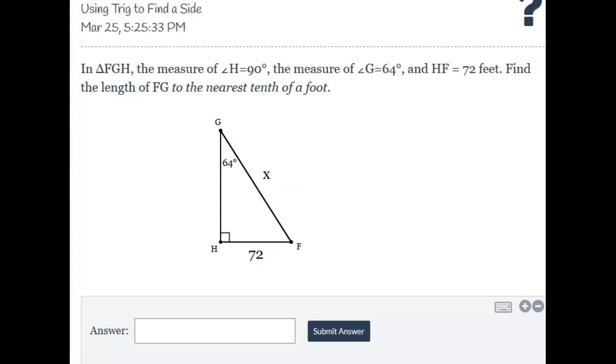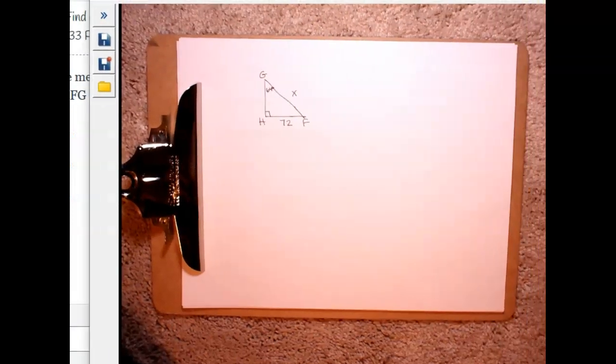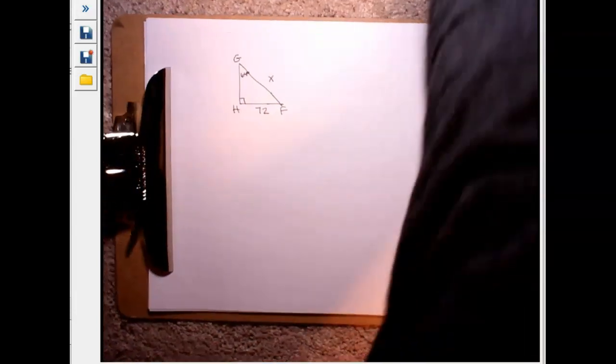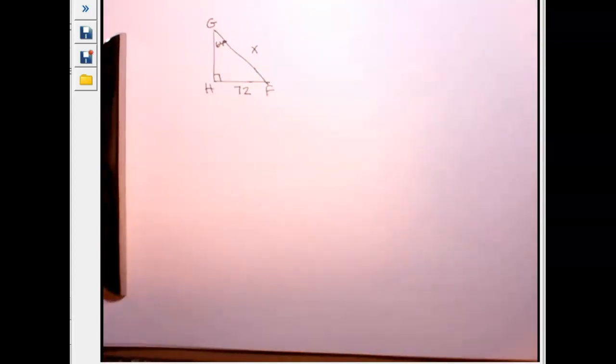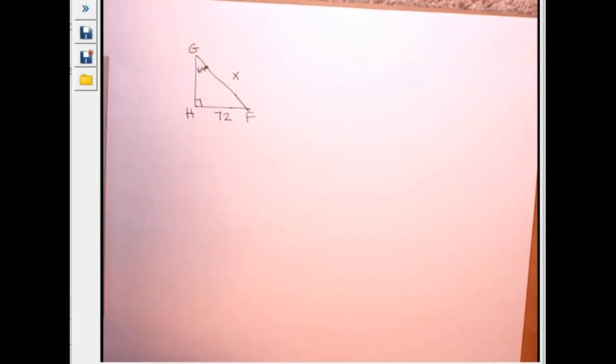Okay, so let me pop over to my doodad over here. Slide this over here. Okay, so you can kind of see that. See if I can zoom in this a little bit. Okay, so you can see that we've got our angle up here. That's our 64 degrees. And then our hypotenuse is X, and then we have another side labeled 72.